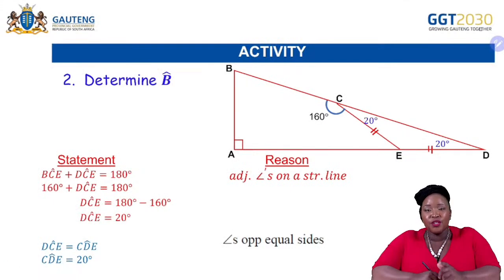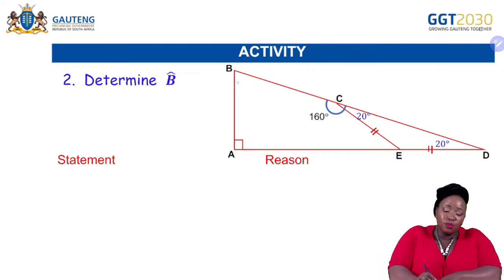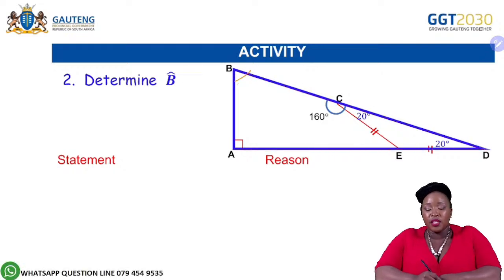Okay, class. We are running a bit out of time, so I am going to move a bit quicker for us to get to the rest of our solution. We've identified that angle D is equal to 20 degrees, but we were asked to actually find angle B. Now, angle B is in triangle ABD, which is a right-angled triangle.